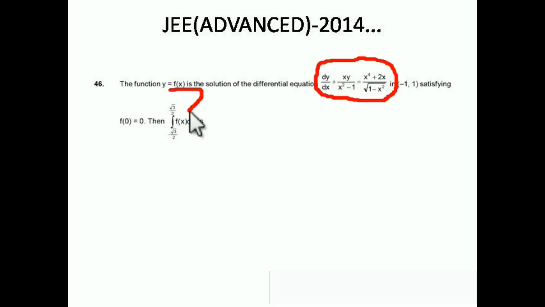So first of all, our task is to solve this equation. We can easily see that this is a linear differential equation, dy by dx plus p of x into y equals q of x. So first we have to find the integrating factor, so let's do that. The integrating factor is e raised to the integral of p of x dx. Here p of x is x upon x square minus 1.